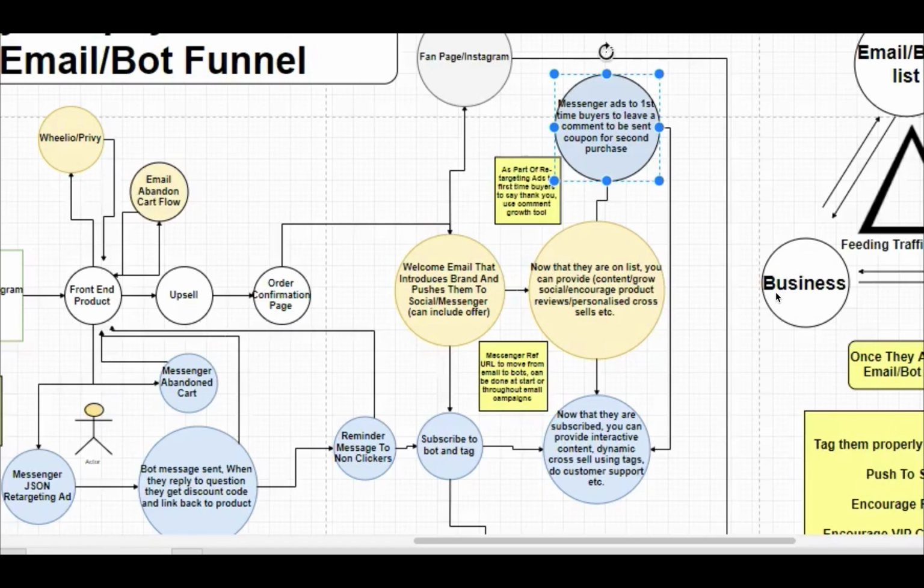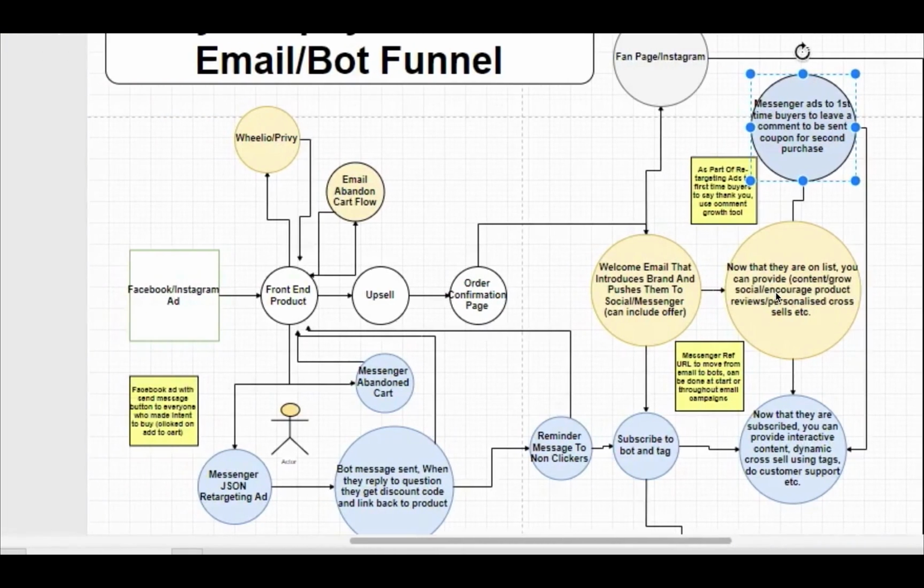So to quickly recap how you grow your bot list, let's go over here. The 3 main ways to grow is the Messenger JSON retargeting ads to all people who click on add to cart, the Messenger ref URL you put inside your emails, and the comment growth tool you put into your thank you video. They're the 3 main ways that I recommend you grow your bot list.